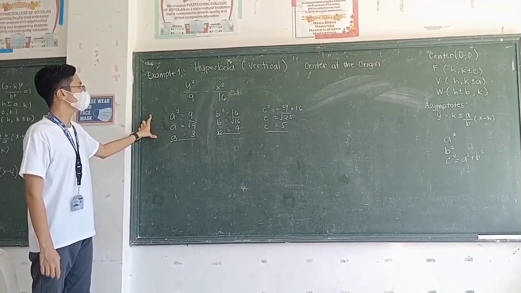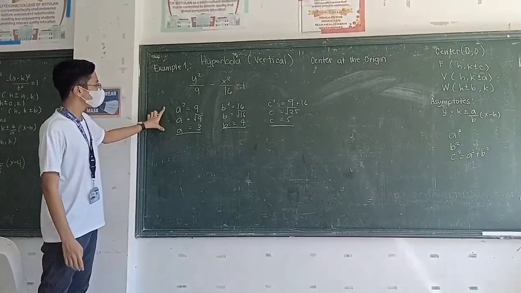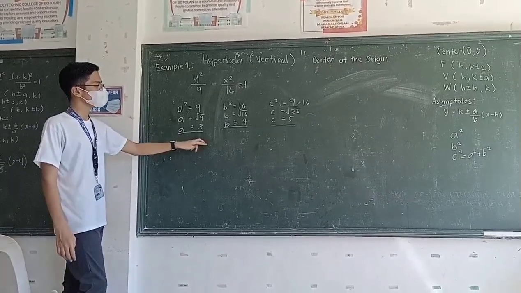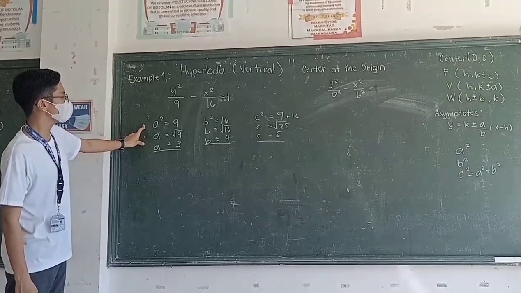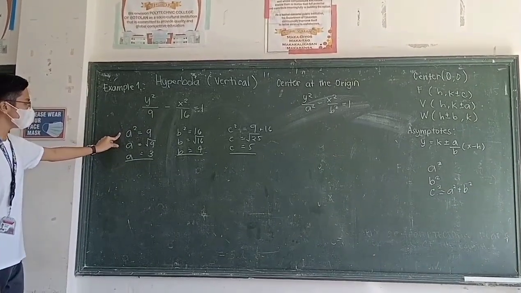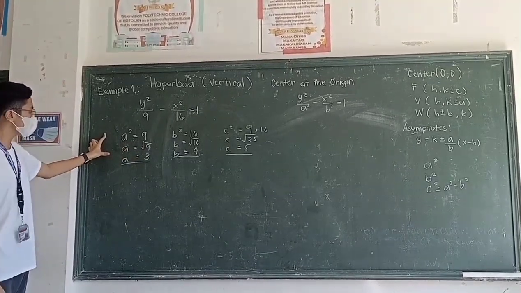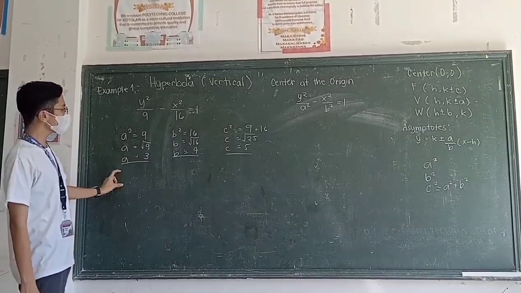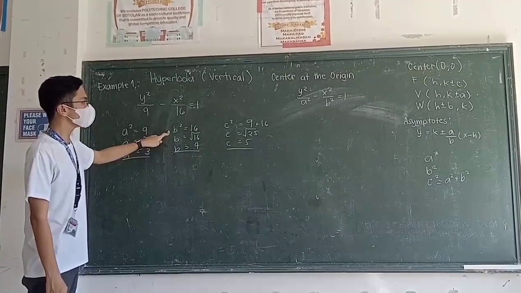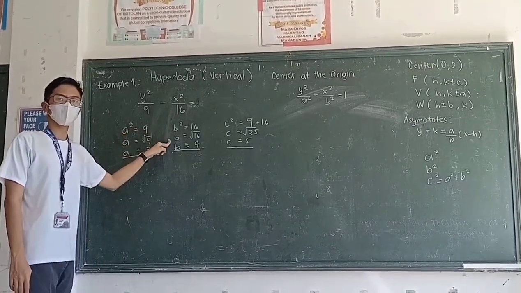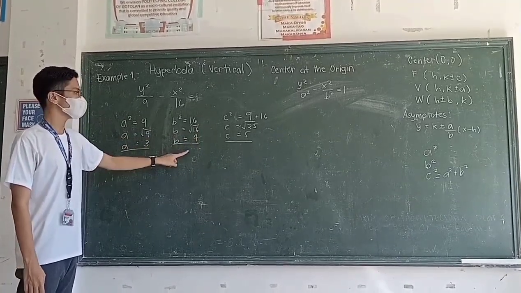y squared over 9 minus x squared over 16 is equal to 1. First, we should identify the values of a, b, and c. To get the value of a, we substitute the value of a squared. A squared is equal to 9, so a is equal to the square root of 9, which is 3. Next, to get the value of b, b squared is equal to 16, so b is equal to the square root of 16, which is 4.